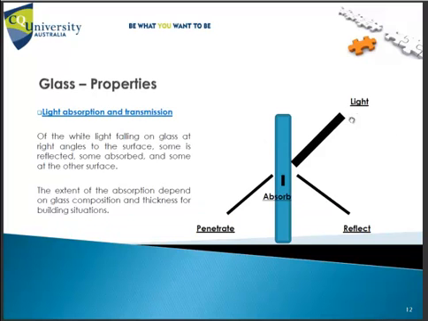When light comes to a glass, it will break into three parts. The first part is reflected by the glass, the second part is absorbed by the glass, and the third part penetrates through the glass to the outdoors. The extent of the absorption, penetration, or reflection depends on the glass composition, its thickness, and the building insulation. So it depends on what kind of layer and what type of glass you're using.